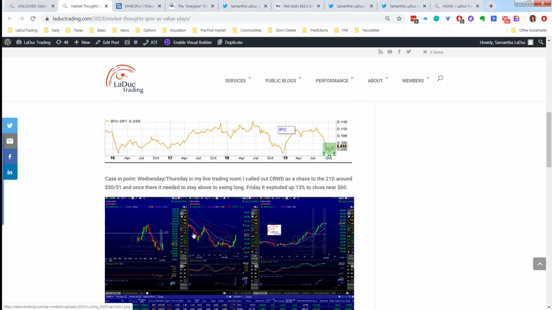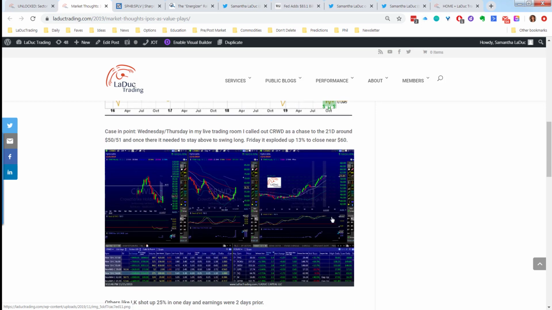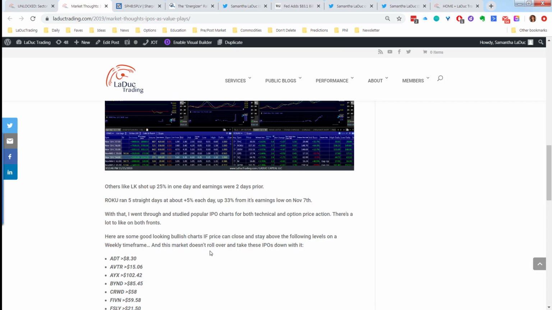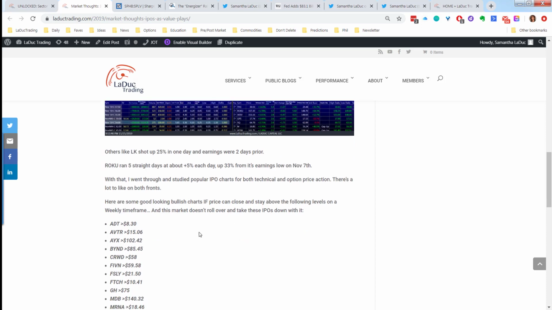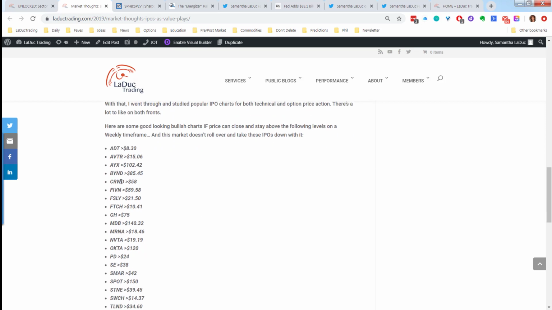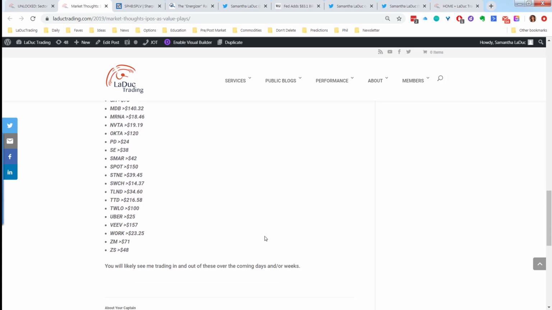So I took that as an opportunity to trade some positions. Crowdsource was one of them. LK at the time, this was 2 months ago, shot up 25% in one day. Roku ran 5 straight days at about 5% each day. We went through basically these IPO charts, and I just said, here they are. I think they're bullish if they stay above these price points. So that was one thing, and the intermarket, that's the technical analysis.